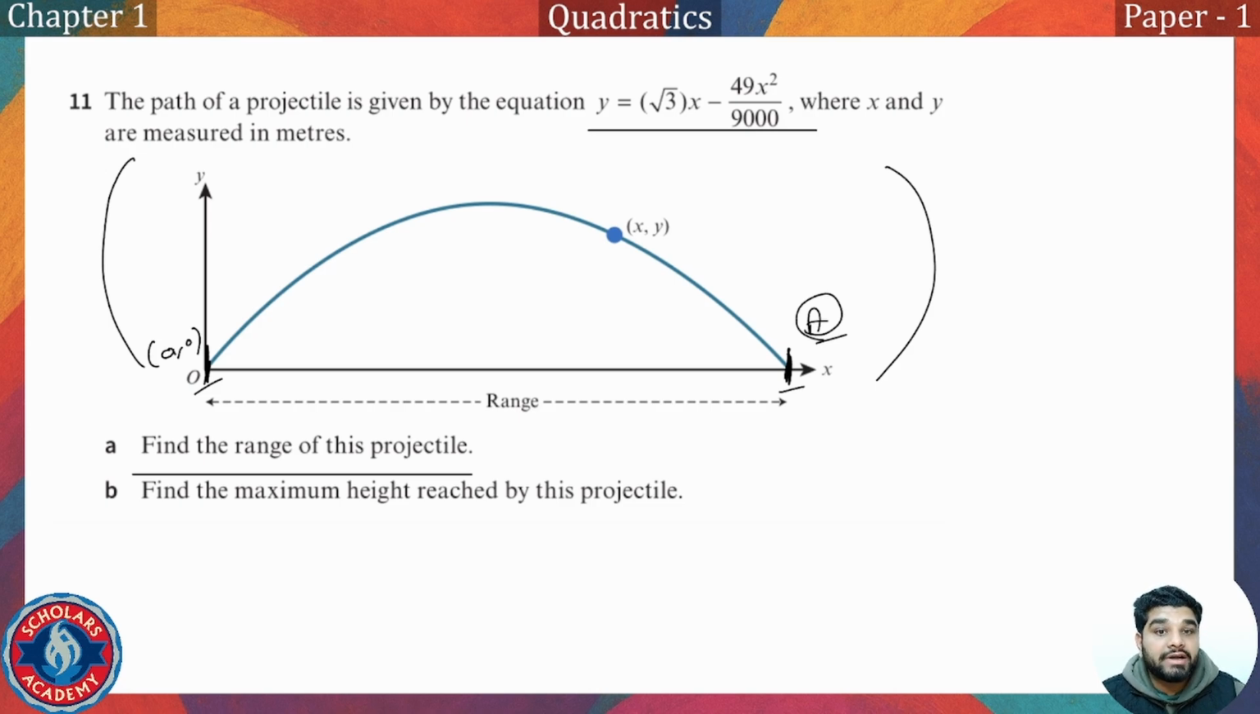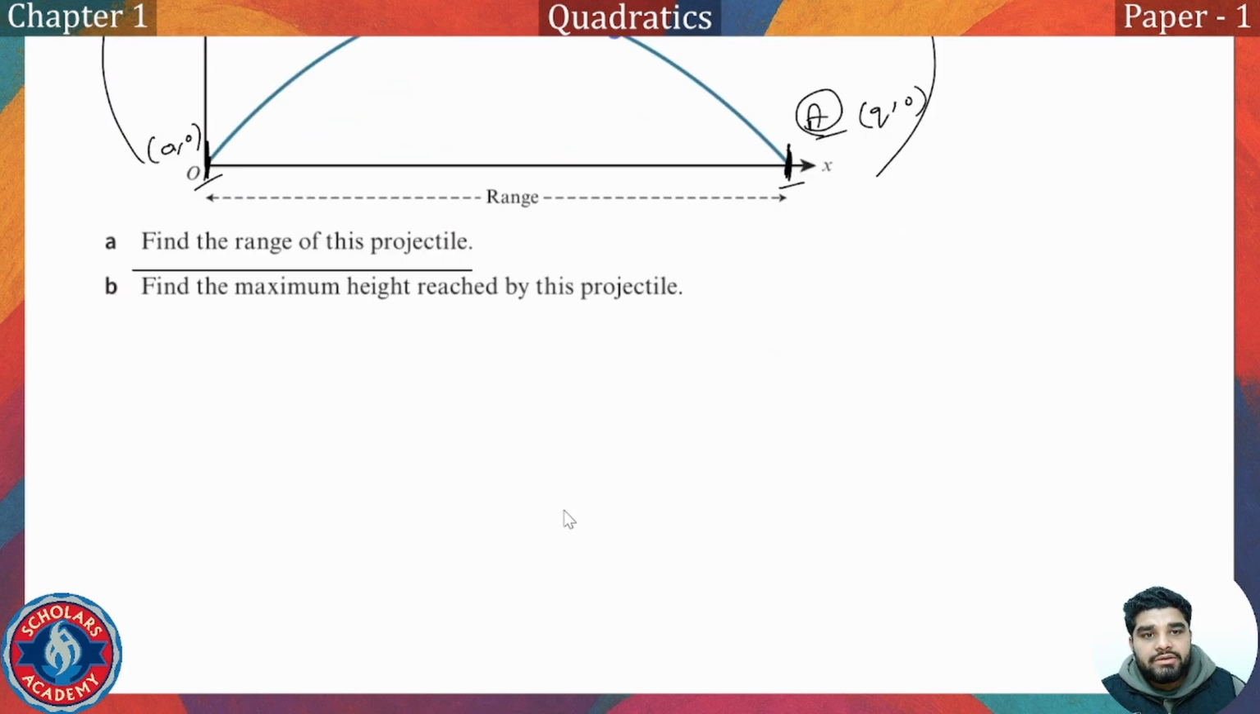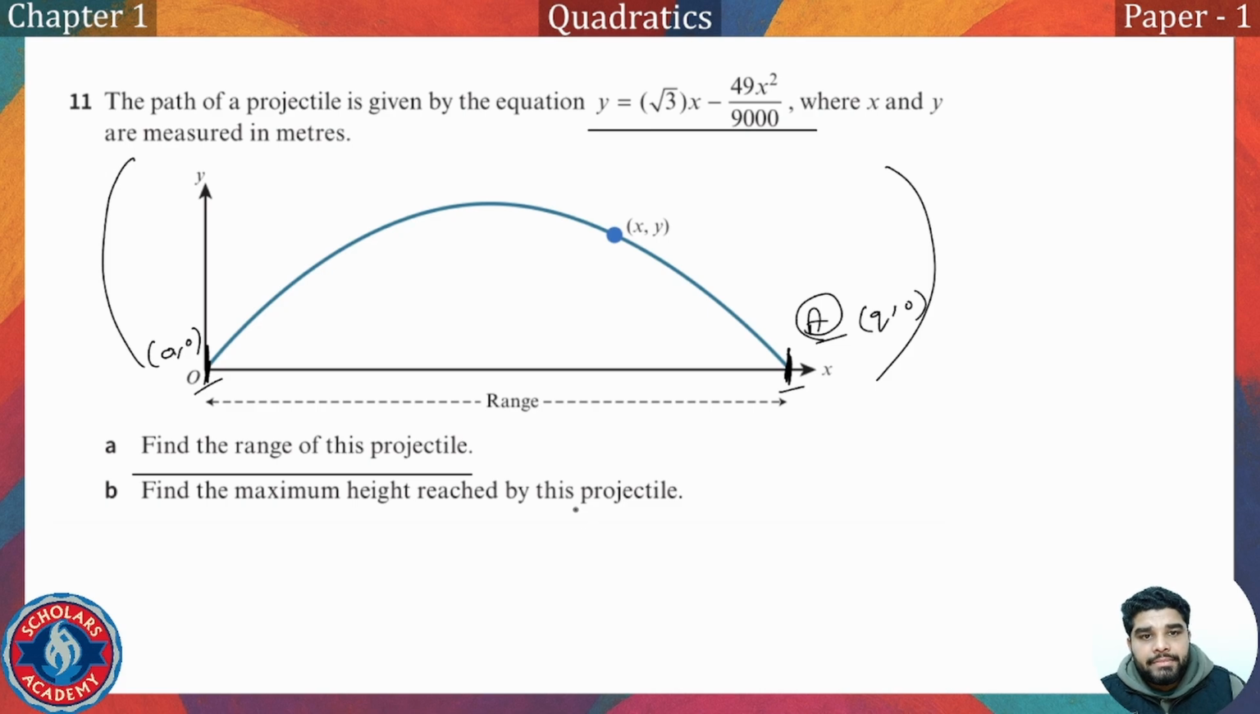Now, how to find that with this equation? It is very clear that the coordinate of A is (x, 0), where x is the range. Or let me change it, because x is being used multiple times, I can write it as (q, 0). So q is actually the range over here. We can find the answer by just substituting the value of y as 0.